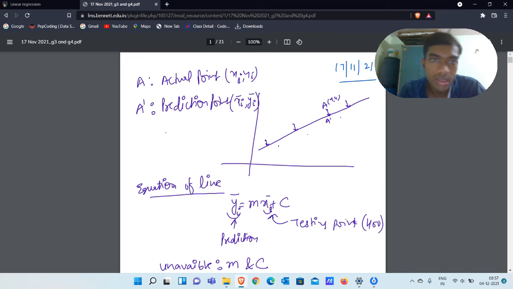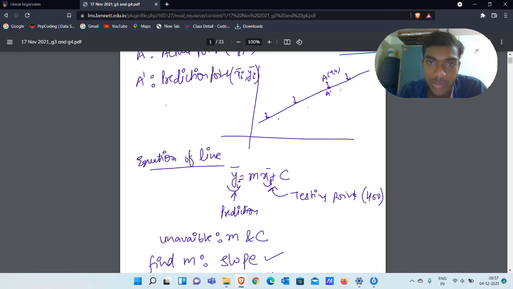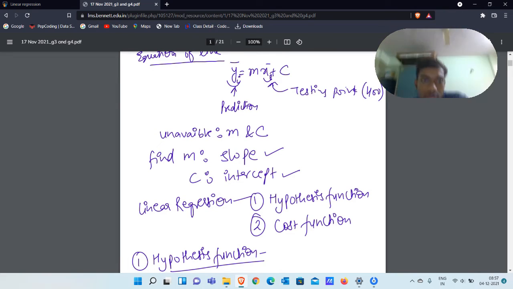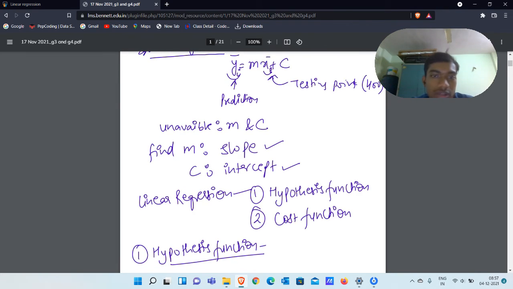So this is the basic thing: the actual point and the predicted one. A will be the actual point and A dash will be the predicted point. So in this, if we see the actual point and the predicted point, okay, we will be skipping this and going directly to how we are going to solve it.